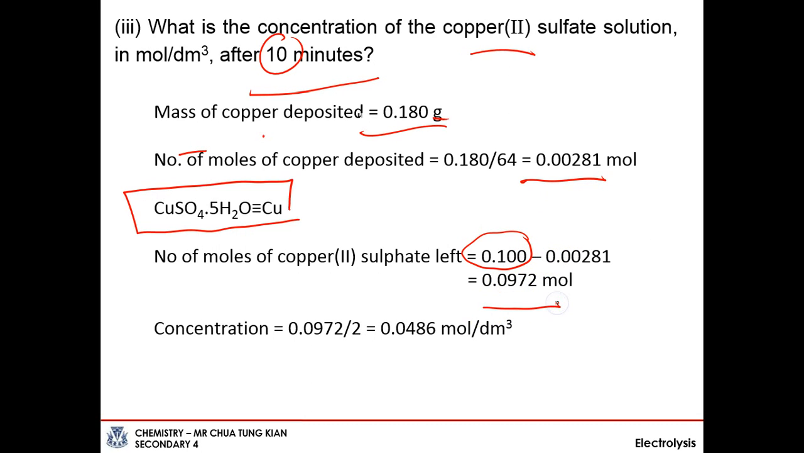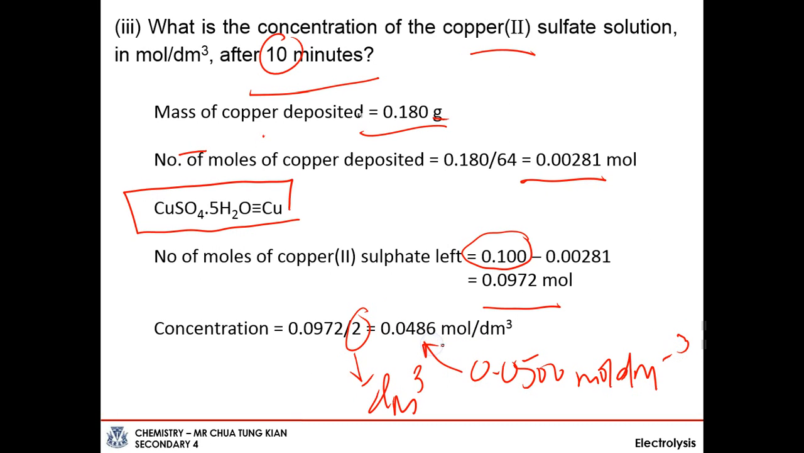So this is the number of moles of copper 2 sulfate left. And the volume of water remains at 2 dm cubed. It's almost unchanged because it is a huge volume, about 2000 cm cubed. So even losing a couple of cm cubed, we can assume that it still remains at 2 dm cubed. So the concentration again is a simple calculation of number of moles divided by volume, and we get 0.0486. So compared to the initial concentration of 0.0500 moles per dm cubed, we see that it has dropped very, very slightly after 10 minutes.